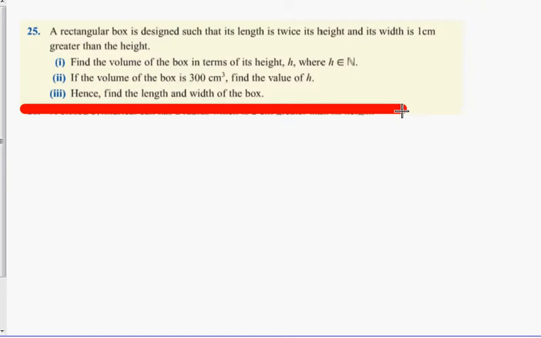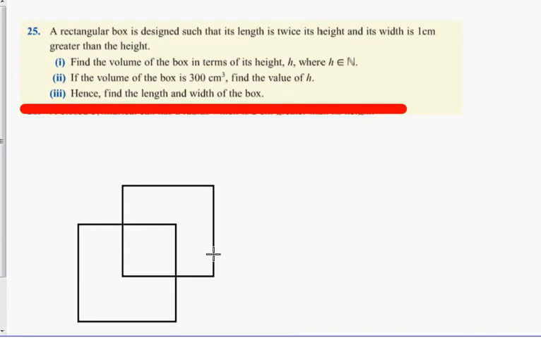A rectangular box is designed so its length is twice its height and its width is 1 centimetre greater than its height. Find the volume of this box. Now, draw a picture. Pretty picture. There you go.